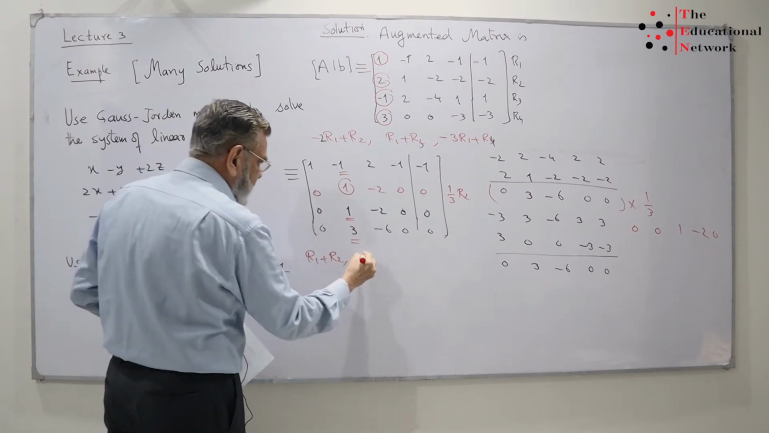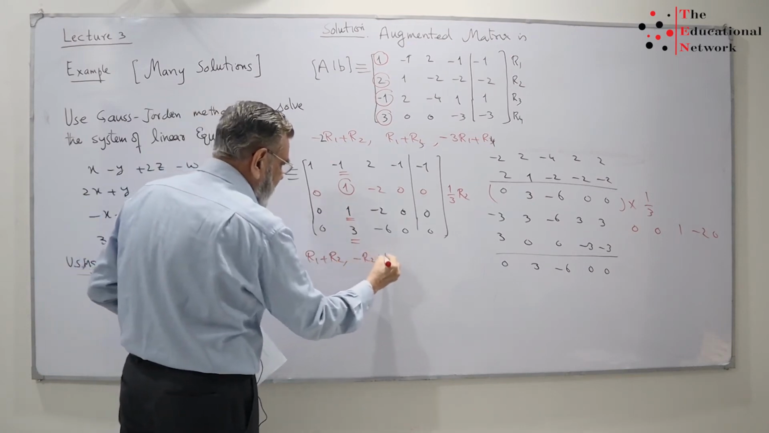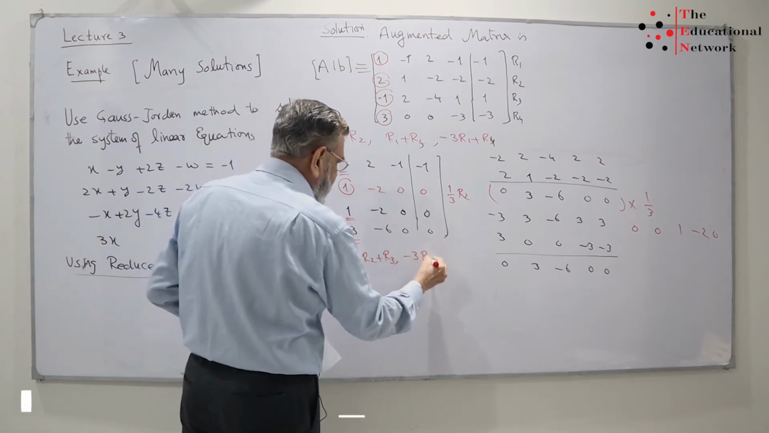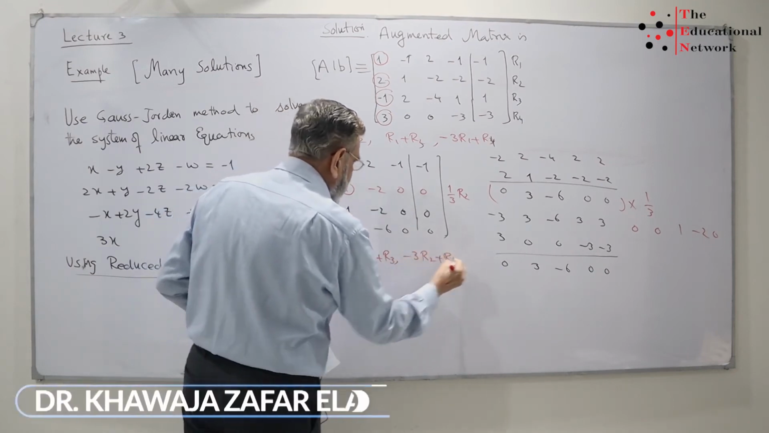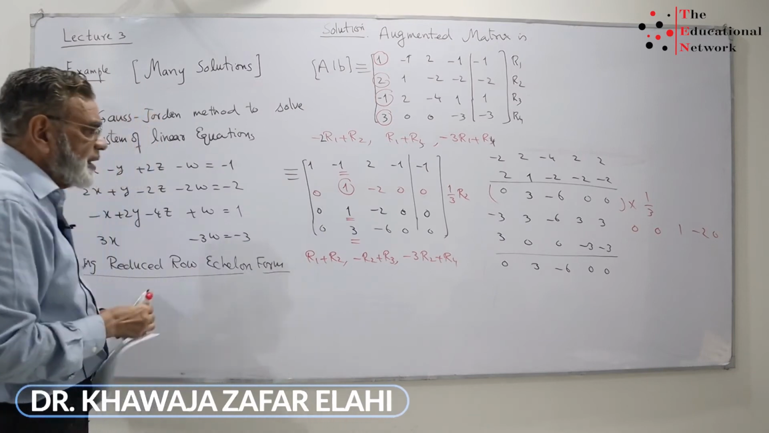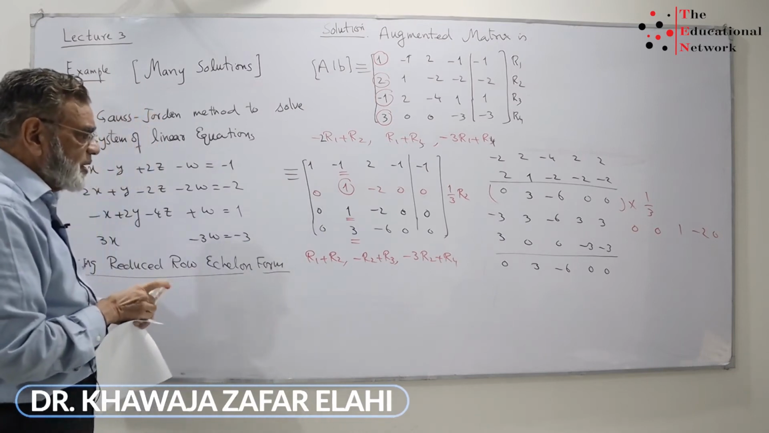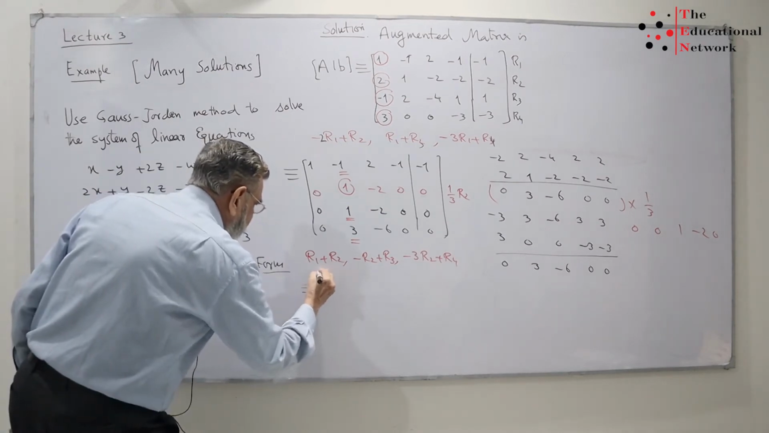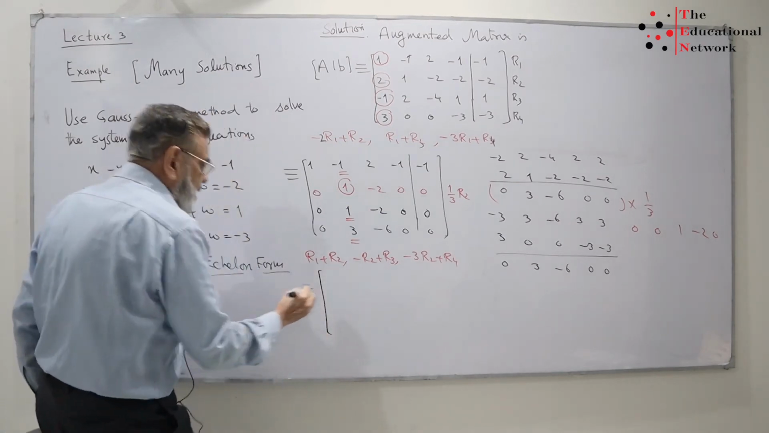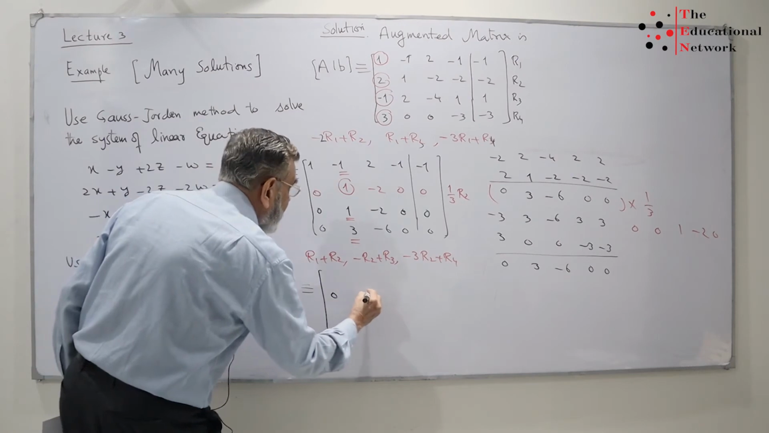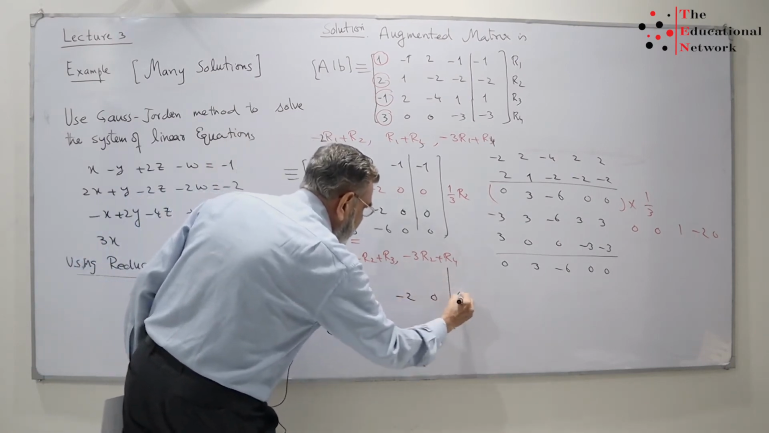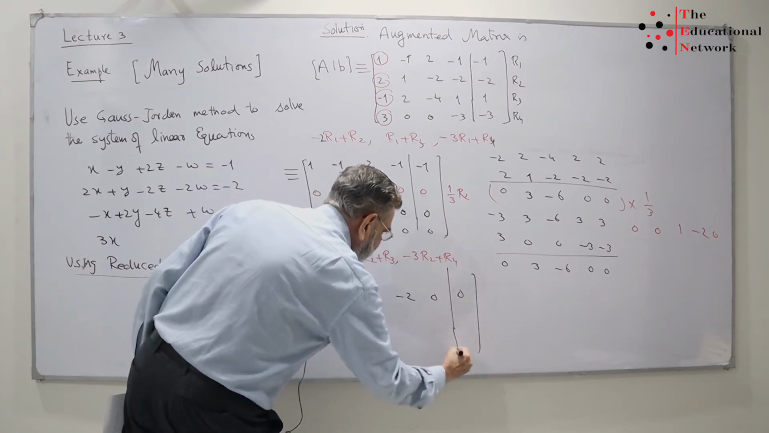Then this is minus R2 plus R3. Then here minus 3 R2 plus R4. So let us see what we're going to get. When I make these row operations, I'm going to get here my three rows equivalence. My row 2 is not changing: 0, 1, minus 2, 0, and 0. This is not changing. All other rows will be changing.